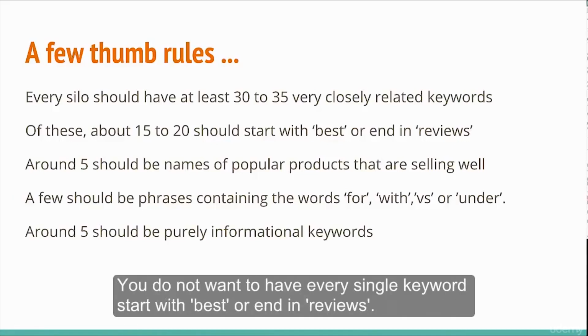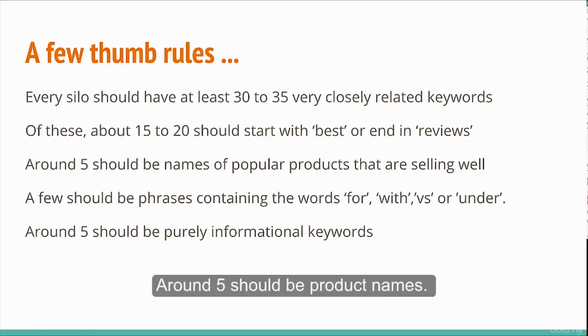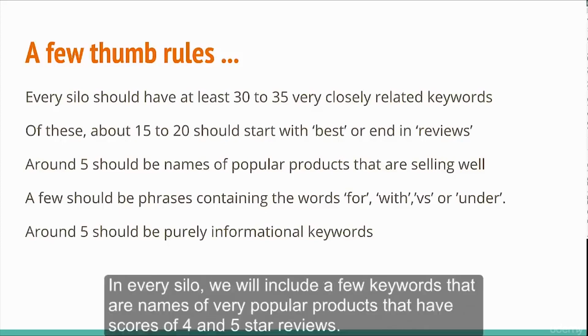You do not want to have every single keyword start with best or end in reviews. Around 5 should be product names. In every silo, we will include a few keywords that are names of very popular products that have scores of 4 and 5 star reviews.